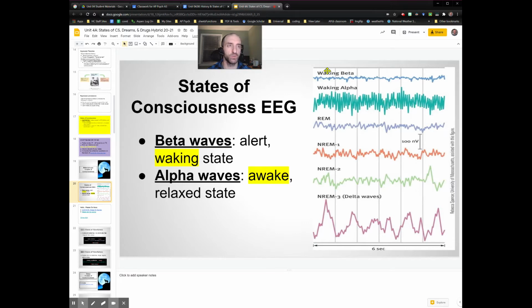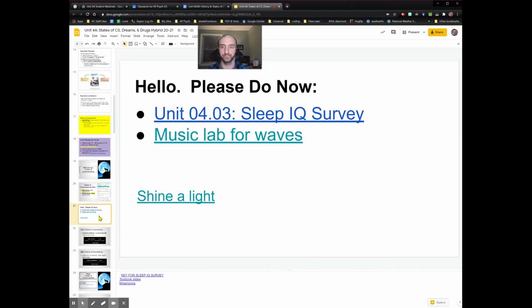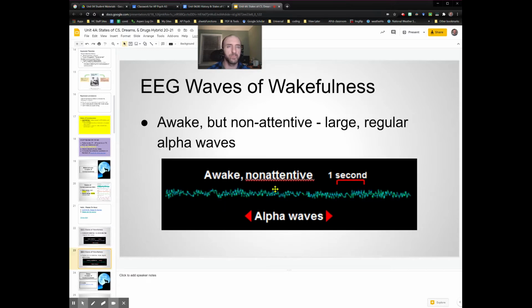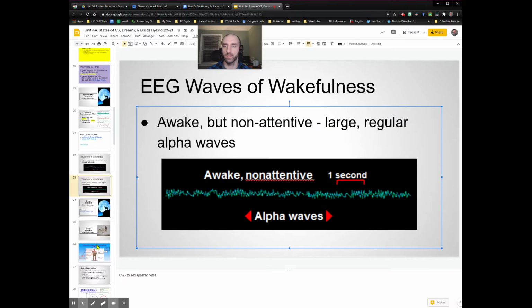So here, it goes from most wakeful to most sleepy. Active alert is beta, and alpha is a relaxed state. This is like watching TV, and it's not a coincidence that alpha waves are when you're most open to suggestion, and that's also the same brain pattern induced by watching television. Here you go, more about this. Awake and attentive, low amplitude, yada yada. This is alpha again. You can read that.